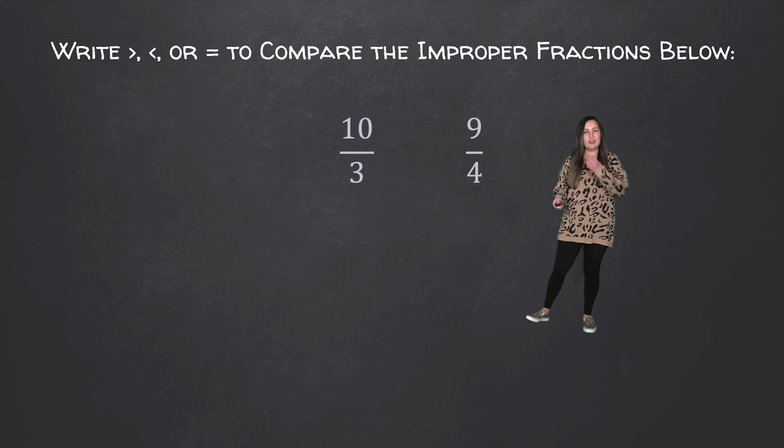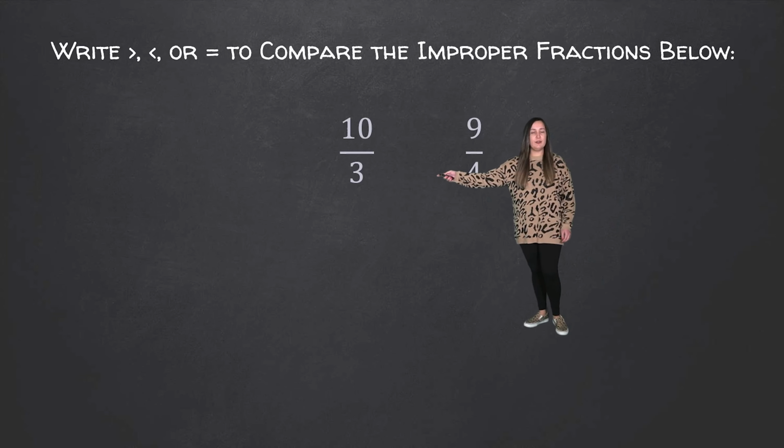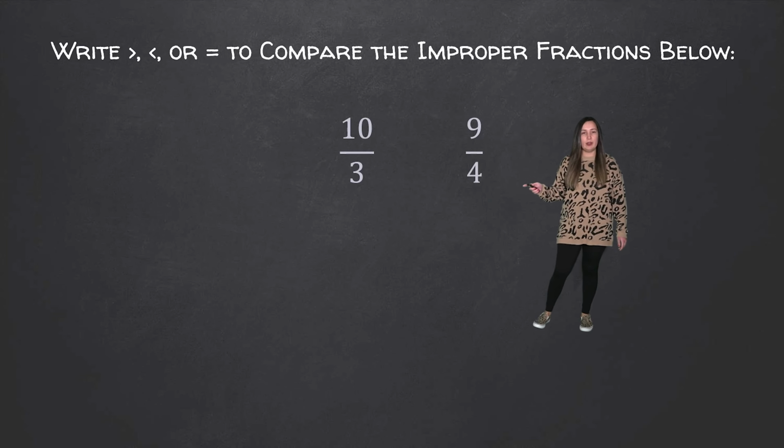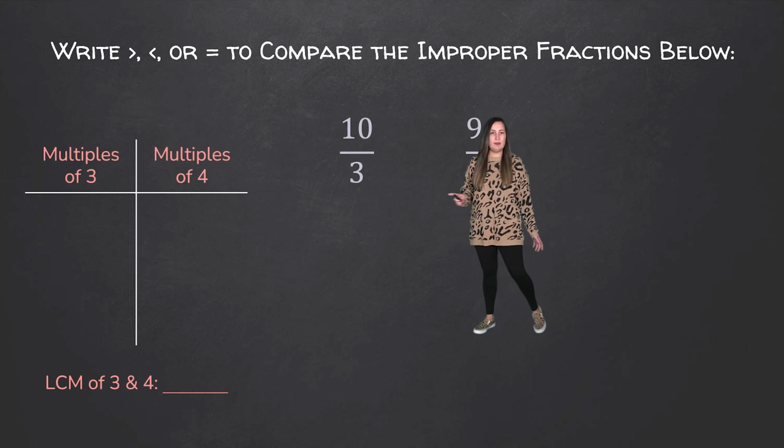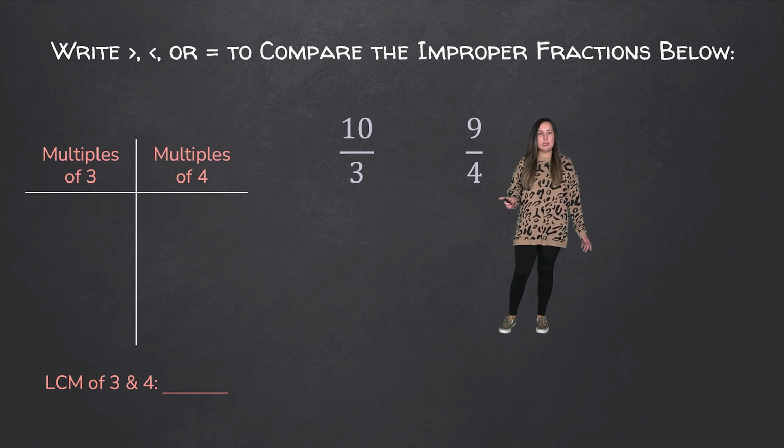So let's do another example. Here we have 10 over 3 and 9 over 4. And notice again that our denominators are different, so we have to find the least common multiple between 3 and 4 to make it easier to compare our fractions, and then write an equivalent fraction with the same denominator.